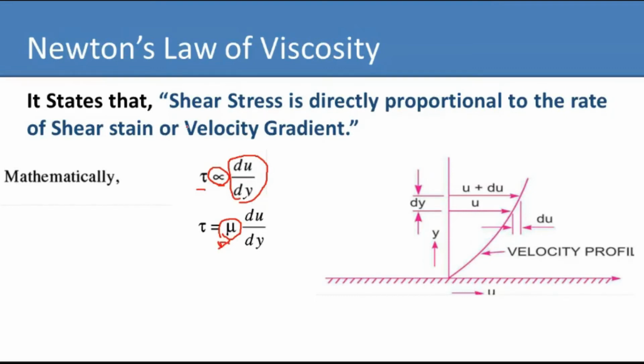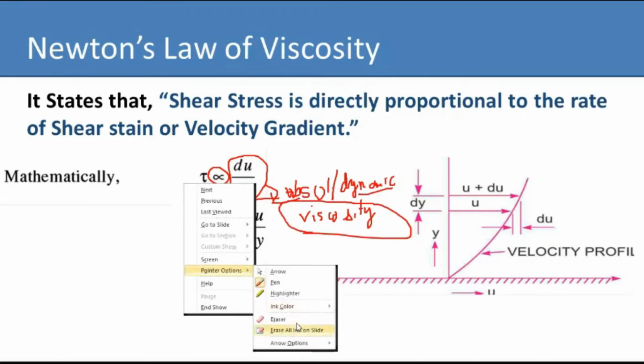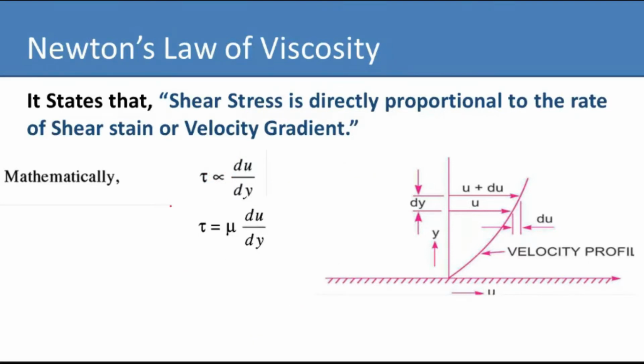and it is called the viscosity of the fluid. So this mu is called absolute viscosity or dynamic viscosity, or simply viscosity of the fluid. So tau equals mu du by dy.